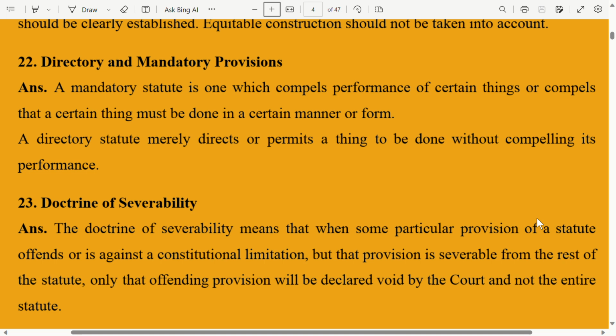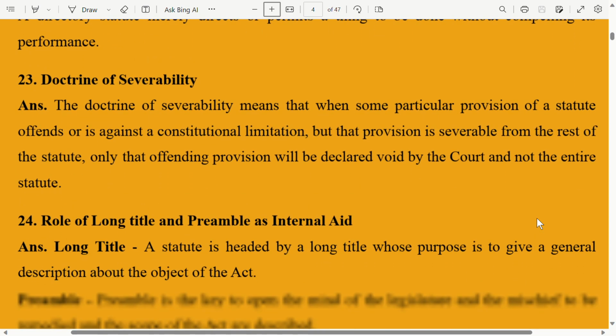What is doctrine of severability? The doctrine of severability means that when some particular provisions of a statute offend or are against a constitutional limitation, but that provision is severable from the rest of the statute, only that offending provision will be declared void by the court and not the entire statute.